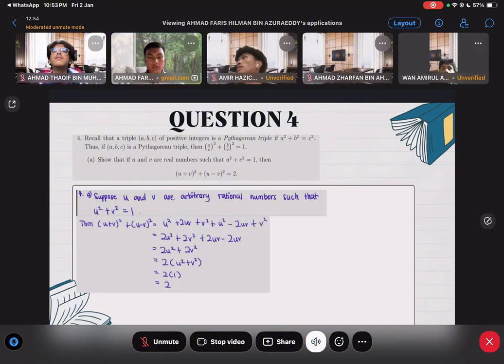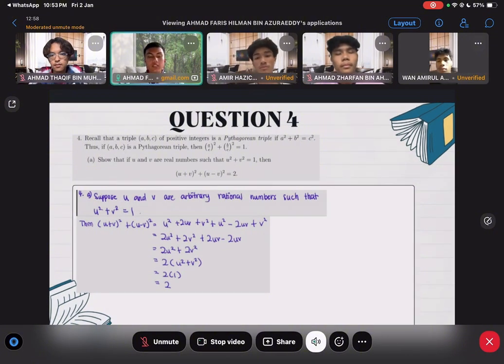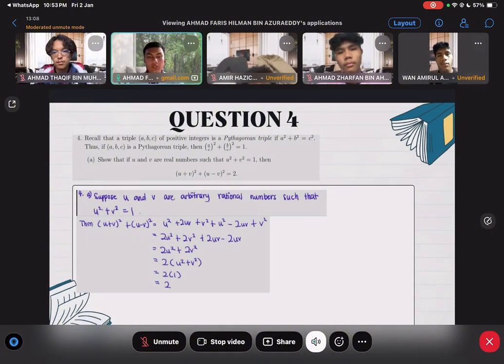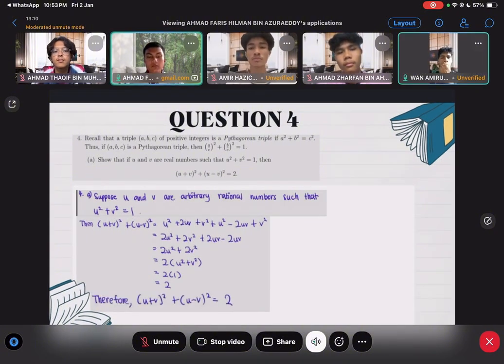Moving on to Question 4, which introduces us to Pythagorean triples. Recall that a triple (a, b, c) of positive integers is a Pythagorean triple if a squared plus b squared is equal to c squared. Thus, if (a, b, c) is a Pythagorean triple, then (a divided by c) squared plus (b divided by c) squared is equal to 1.